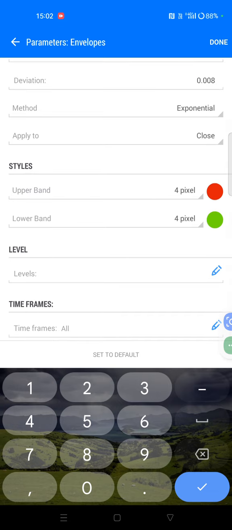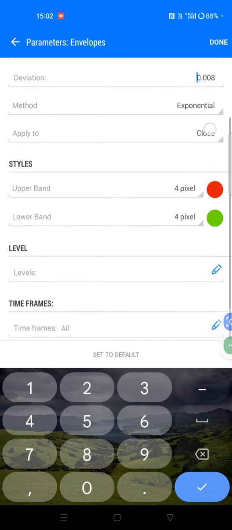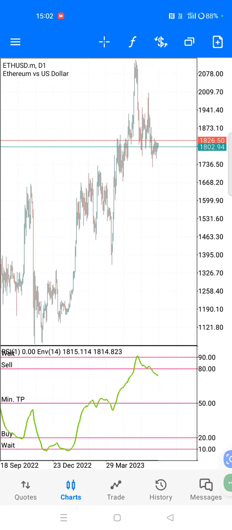4 pixel each. For some phones, which I notice, especially on iPhone, when you use 4 pixels, the line is so thick. Since I'm using my Android phone, I will be using 4 pixel because it's not so thick. After you key in all these settings, you click done. That's it. There's only 2 indicators.